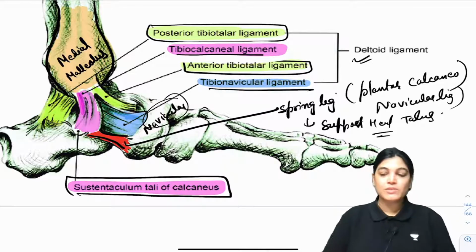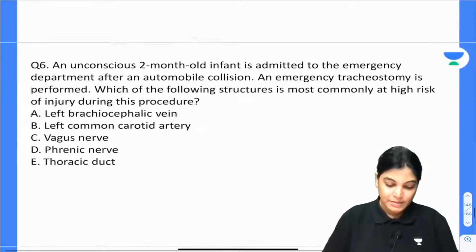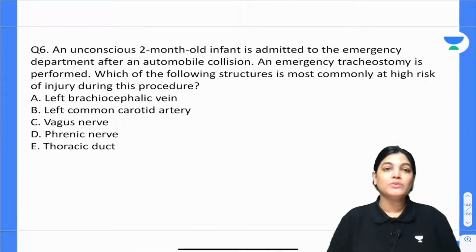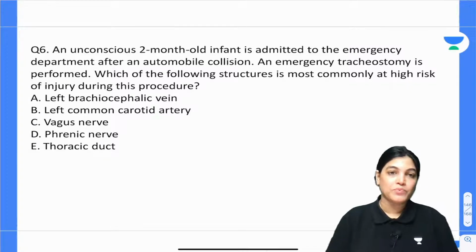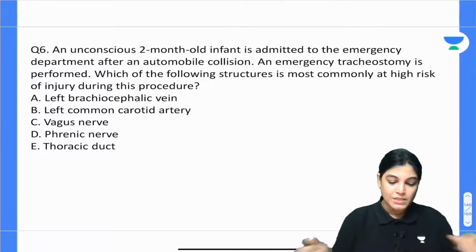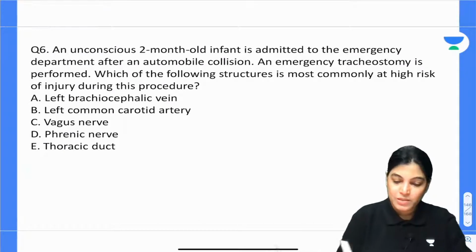Done, my dear aspirants. So let's move on to the next, question number 6. An unconscious 2-month-old infant is admitted to the emergency department after an automobile collision. Emergency tracheostomy has to be performed. Which of the following structures is most likely at a higher risk of injury during this procedure? The options are left brachiocephalic vein, left common carotid artery, vagus nerve, phrenic nerve or thoracic duct. Which is the correct answer?